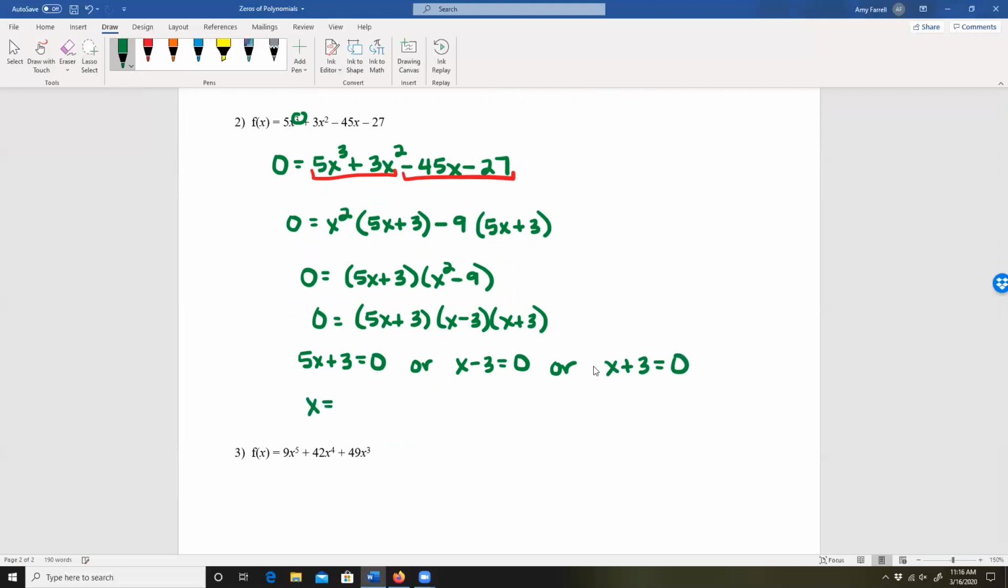So one of my zeros is negative 3/5. I'm just solving this. I'm subtracting 3 from both sides and dividing by 5. This gives me 3, and this would give me negative 3. So I have 3 zeros, and they all have multiplicity 1. And I can see that because each factor just appears one time. So all have multiplicity 1. So this is a 0 with multiplicity 1. This is a 0 with multiplicity 1. And this is a 0 with multiplicity 1.